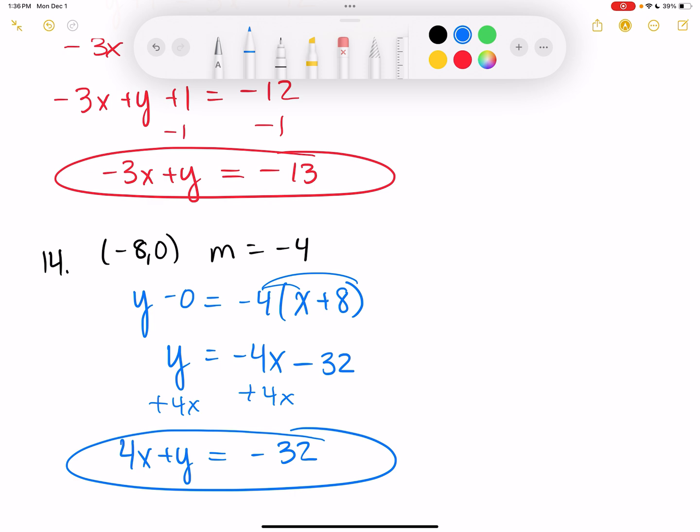Is that as difficult as it gets, other than having to do the m equals y2 minus y1 over x2 minus x1?